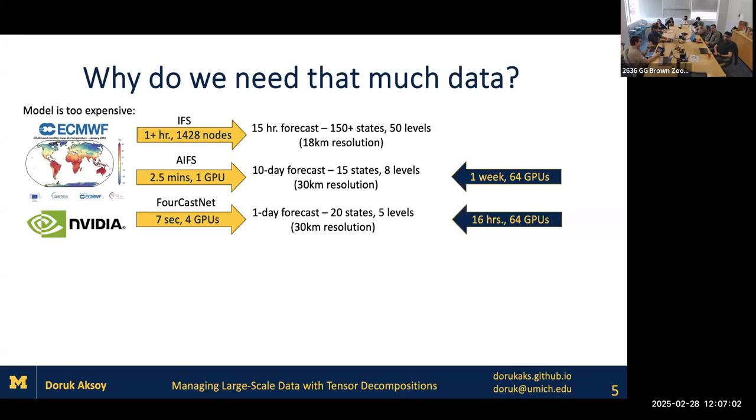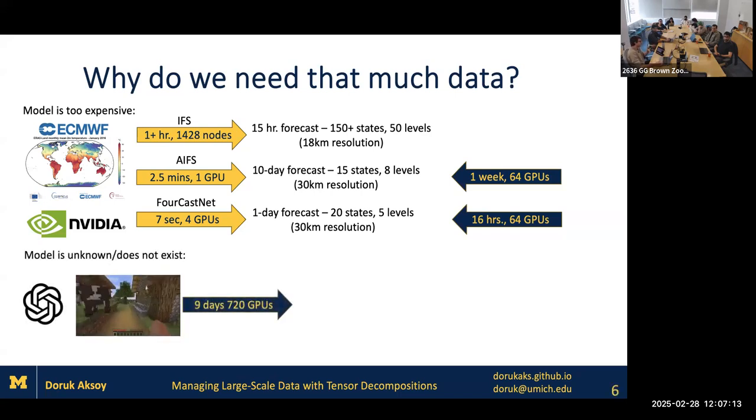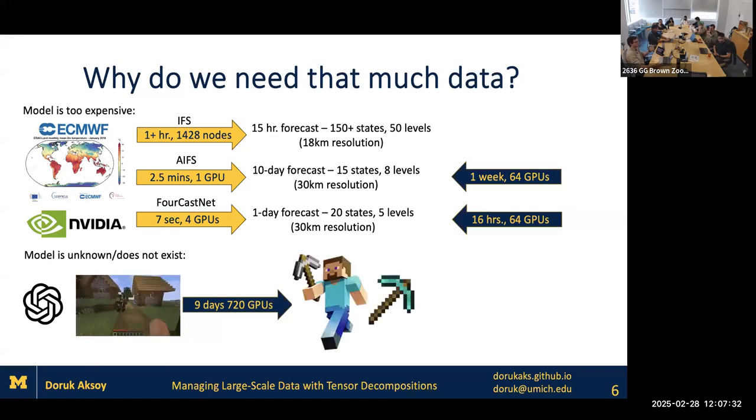The other case where a data-driven model might be needed is when we actually don't have the model, or the model is unknown. In this case, we have OpenAI's Minecraft VPT model, a video pre-training model, similar to ChatGPT but for video, that is trained on 720 state-of-the-art GPUs for 9 days to play Minecraft. And if I recall correctly, the last time I checked, they were not even able to get to the diamond pickaxe.